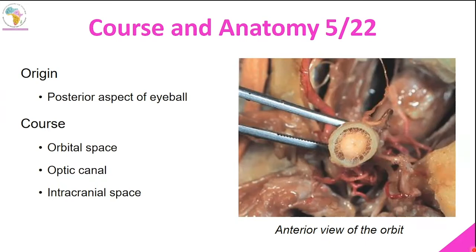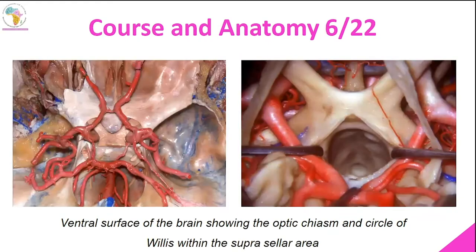So like I said initially, the optic nerve projects posteriorly, or rather backwards and medially, and first it passes into the orbital space and then into the optic canal, which is an opening within the lesser wing of the sphenoid bone. And what we are seeing here is just another view of the optic nerve.